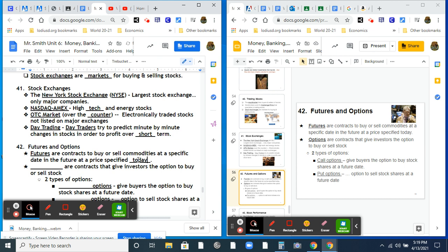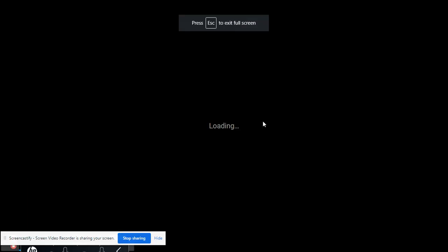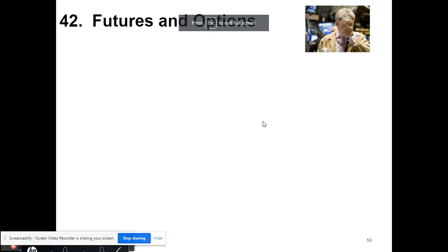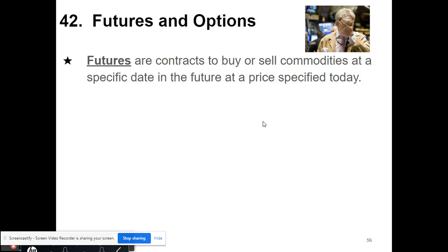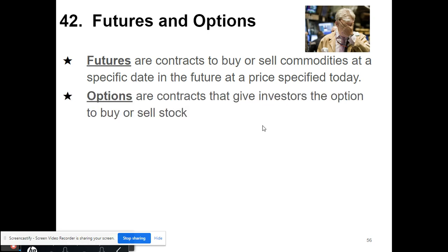Futures. These are contracts to buy or sell commodities at a specific date in the future at a price specified today. So basically, you're betting that the future price is going to go up, or you're betting that the future price is going to go down.